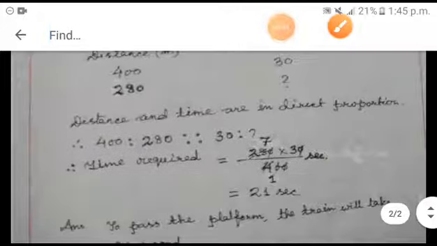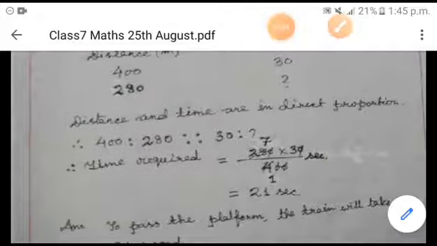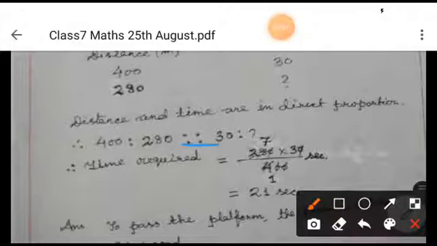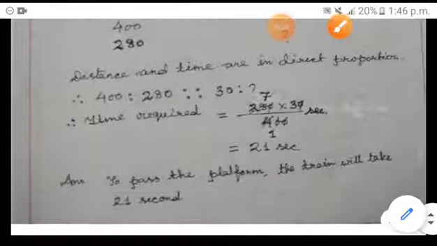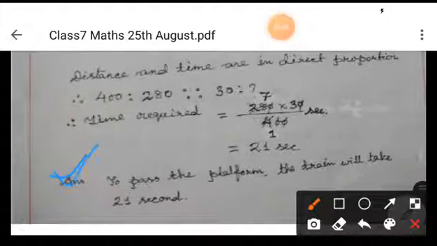That means 400 is to 280 is proportionate to 30 is to dash. So this is the fourth quantity which has to be found out. So fourth quantity means second quantity into third quantity by first quantity. So that means 280 into 30 divided by 400, and after you do the cancellations, you will get 21 seconds. So the answer will be, to pass the platform, the train will take 21 seconds.